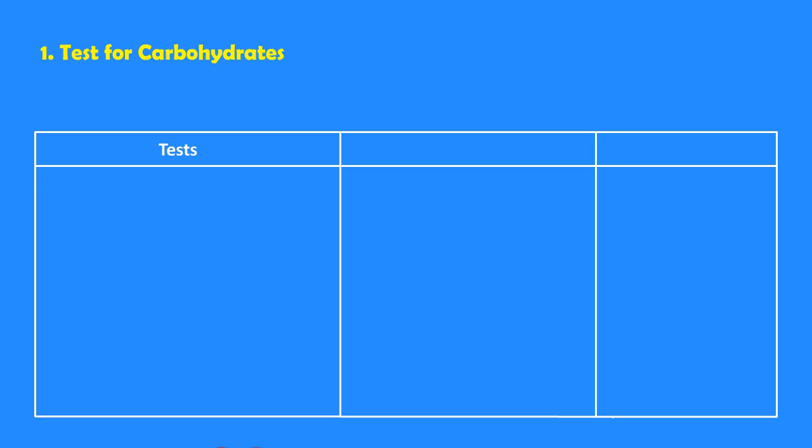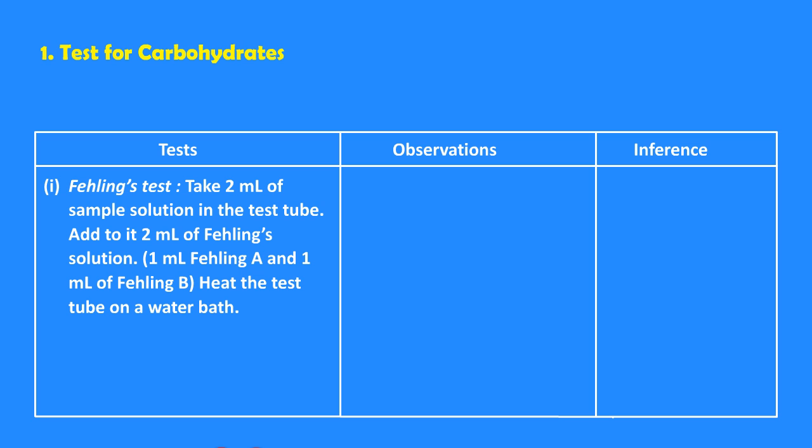Tests for carbohydrates. Fehling's test: take 2 ml of sample solution in a test tube. Add to it 2 ml of Fehling's solution, 1 ml Fehling A and 1 ml Fehling B. Heat the test tube on a water bath. Red precipitate: carbohydrates present.